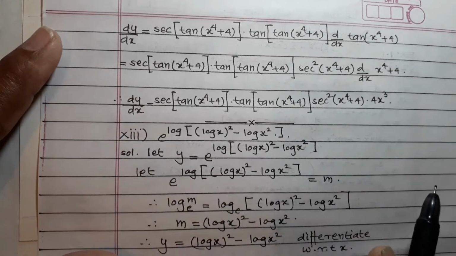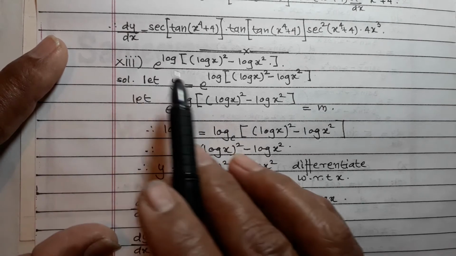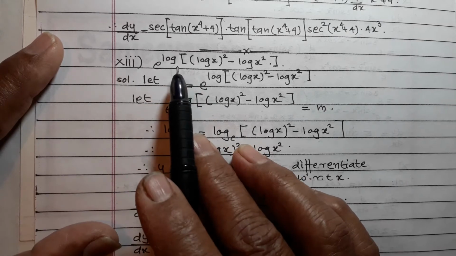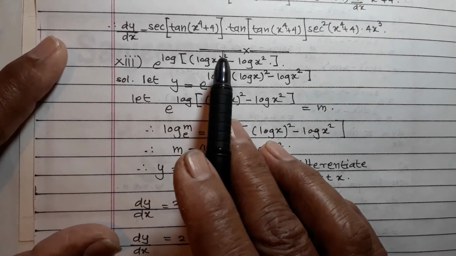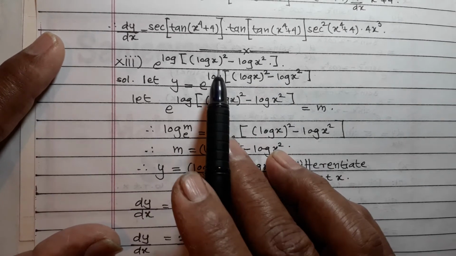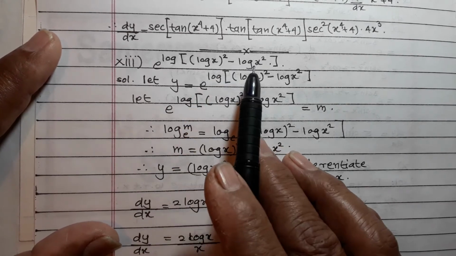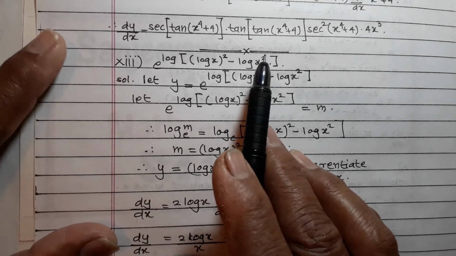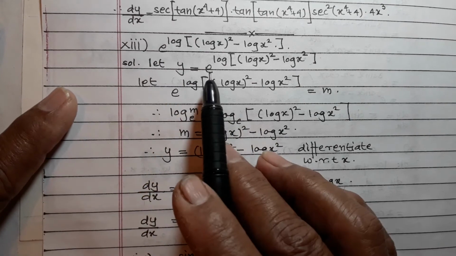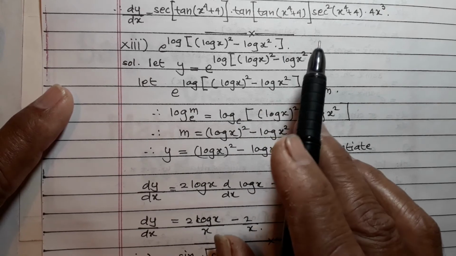Okay. Now question number 13. e raised to (log x)² minus log x². Okay, here it is log x and what, the square of log x, and here it is log x². So this is quite different. Let y = e^((log x)² − log x²).